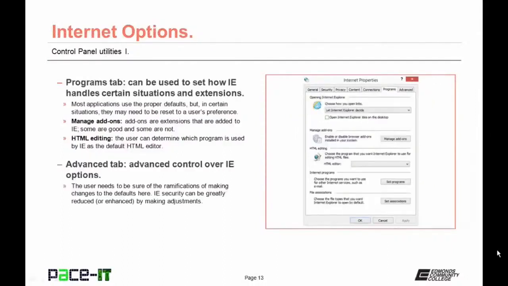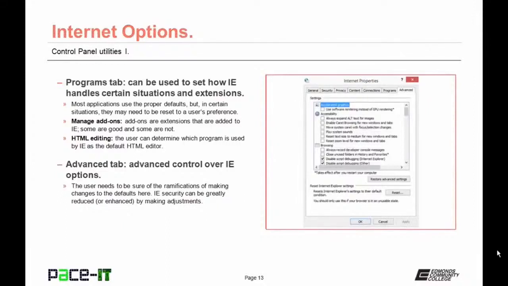Now let's discuss the Programs tab. This sets how Internet Explorer handles certain situations and extensions. Now, most applications use the proper defaults, but in certain situations, they may need to be reset to a user's preference. The Manage Add-ons section allows the user to modify how extensions operate in Internet Explorer. If you wish to view the coding for a web page or to edit a web page, the HTML default editor can be set from this section.